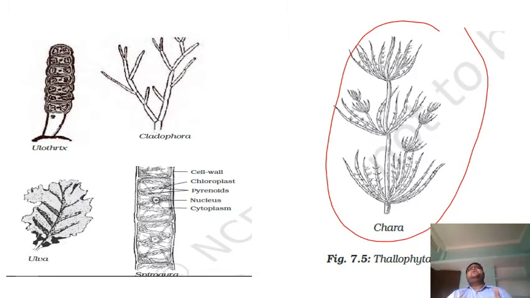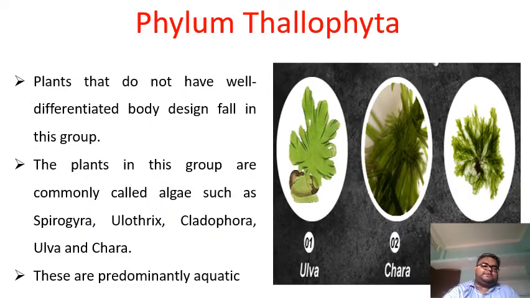So by looking at these pictures, can you find some characteristics of this group? Yes, students. Right. Now let's see. So the phylum Thallophyta: the plants that do not have a well differentiated body design fall in this group. Okay. So the plants that do not have a well differentiated body design fall in this group, and this group is called the Thallophyta.